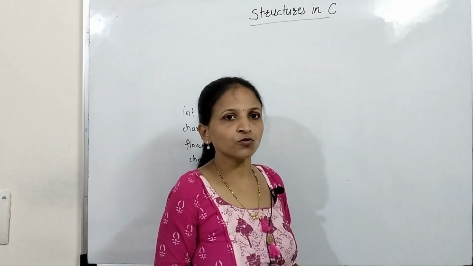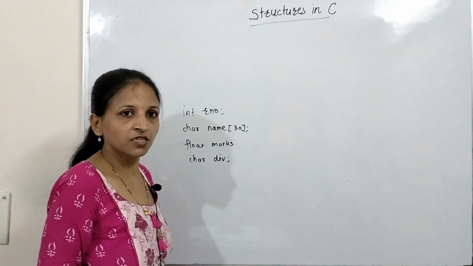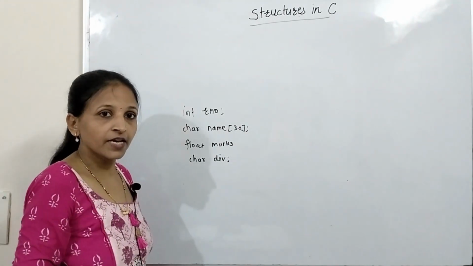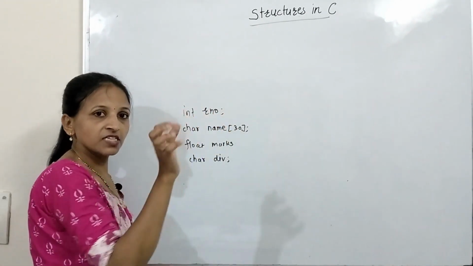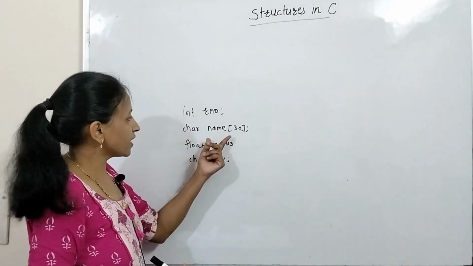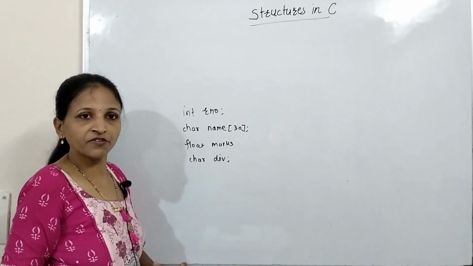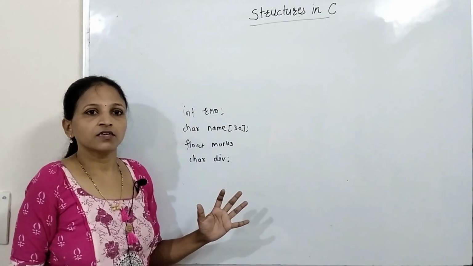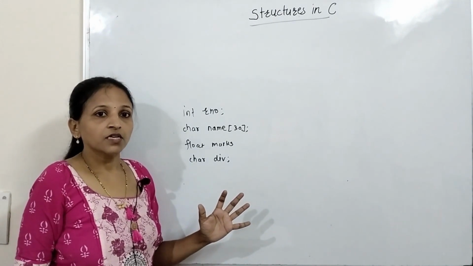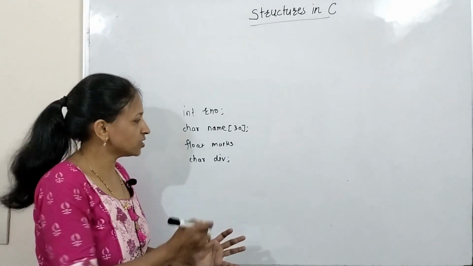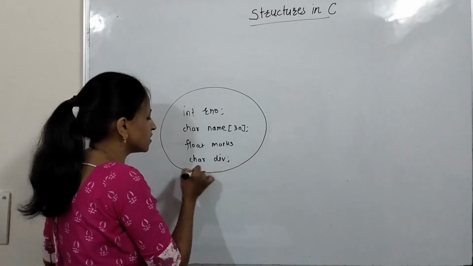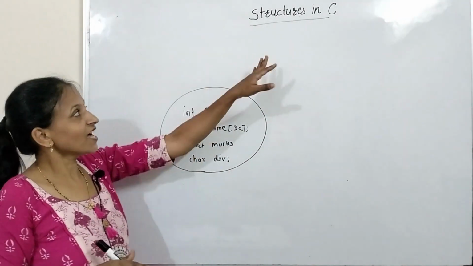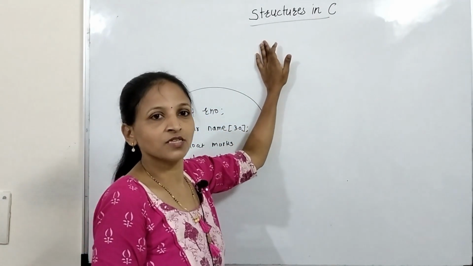But suppose I want to store 5 students' information, then what is to be done here? We have to create an array of roll number having size 5. Then we will create an array of name, array of marks, array of division. Multiple arrays we have to declare for that. But I want this to be considered as a single unit. For that only, C has provided the structures concept.